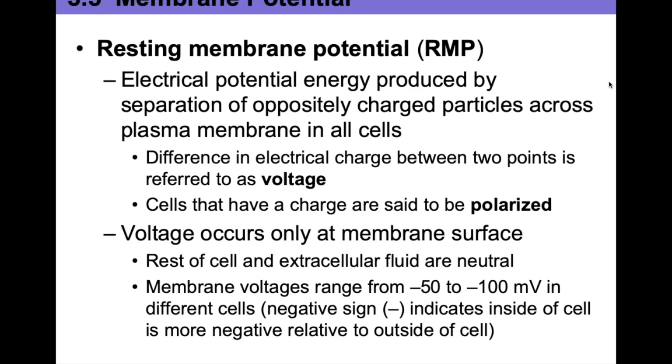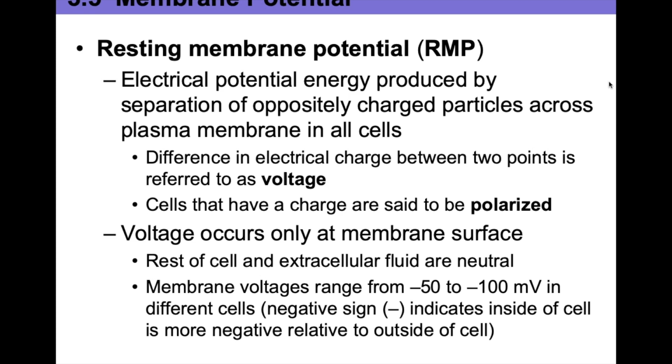We're going to talk about something called membrane potential. So this is important also. It's kind of like the gradients that we're talking about that help to drive the whole process of cellular transport. So resting membrane potential, RMP, is the electrical potential energy produced by the separation of oppositely charged particles across the membrane. So oppositely charged, positive and negative.